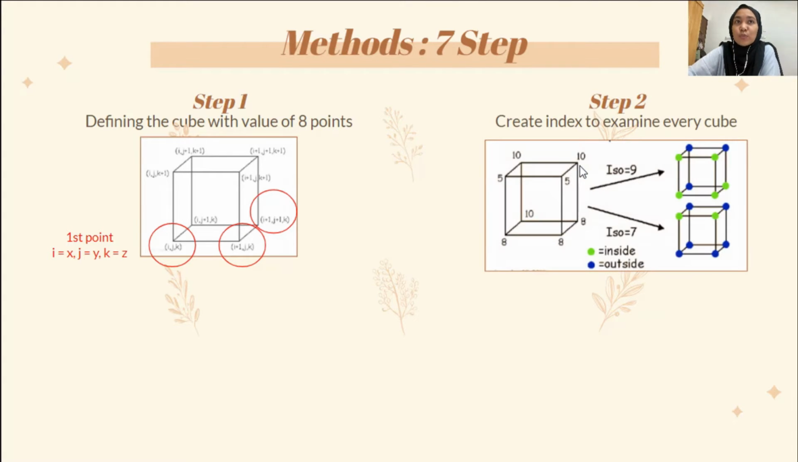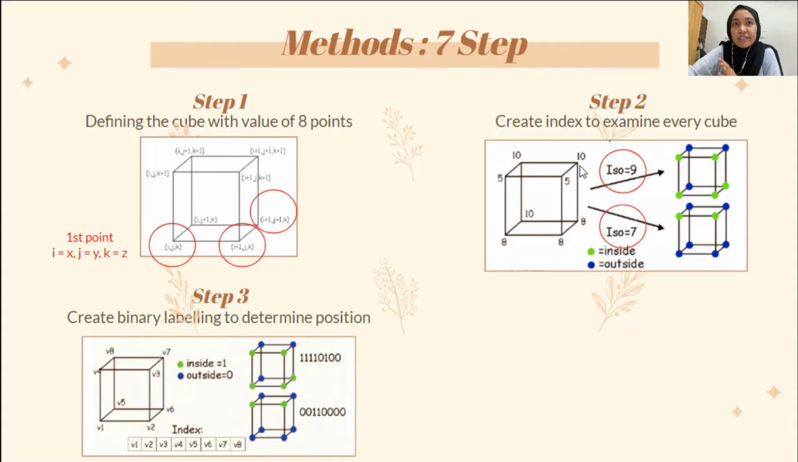So in step 2, we create and classify the index to estimate each cube in the object. It is determined in which point is inside and outside the object. When the ISO value is less than, it is inside, but when the value is larger, it is outside the object. In step 3, we create binary labeling for position. It is basically just a name for the two conditions, which is inside and outside the cell. It has to be calculated until all the points inside the object to render the cubes and also the object.